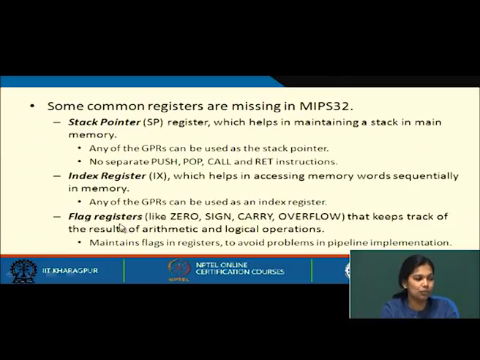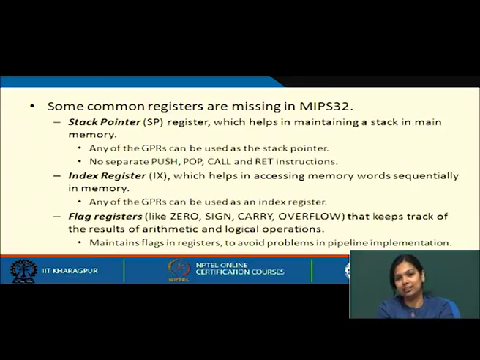Also, there is no flag register. Now, you can argue that if there is no flag register, then how will we check the operation? You have to perform the operation, store it in a register, and check that value. This is how you have to check. So, we do not have any flag register like zero, sign, carry and overflow. Now, why do we not have this?